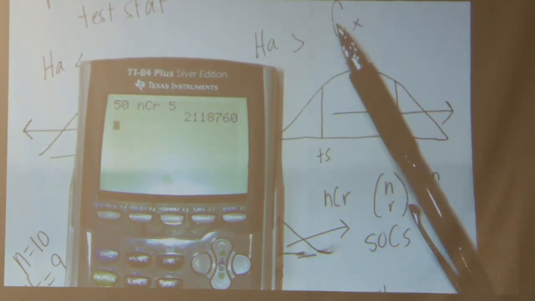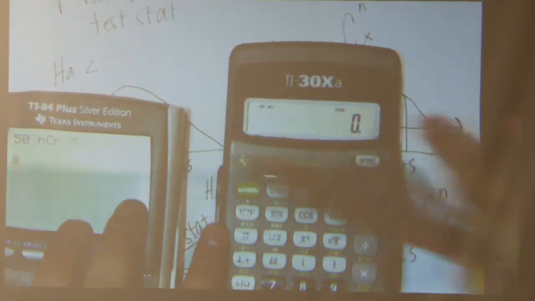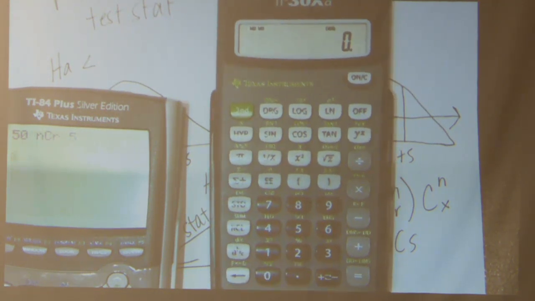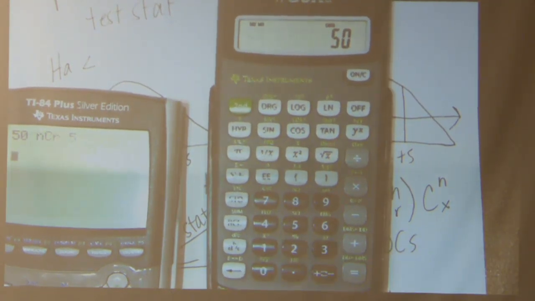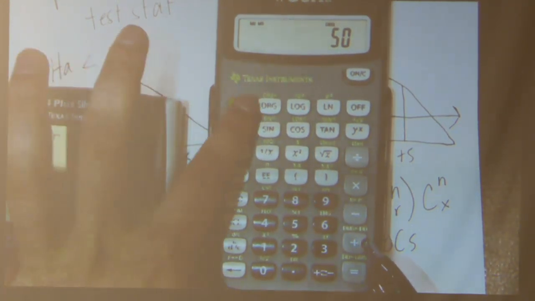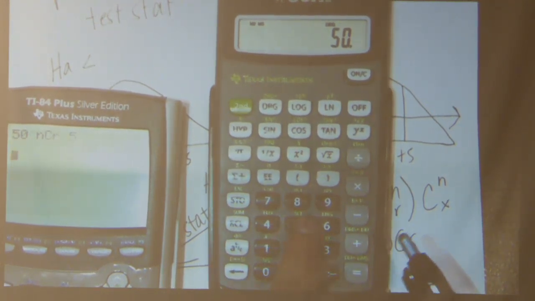Now, if you guys have the other calculator, you guys are going to type in the bigger number first again, so 50. And then above the 8, you can see it says nCr. That's going to be combinations. So you do second 8, and then you would type in the second value of 5.